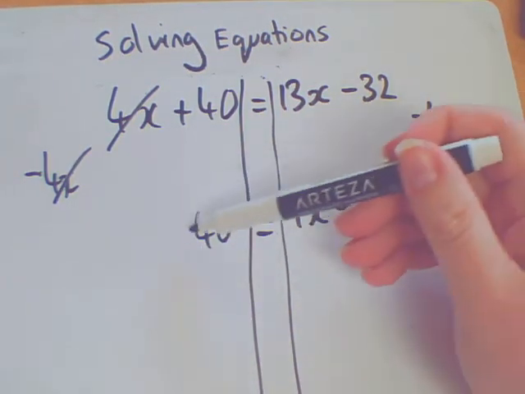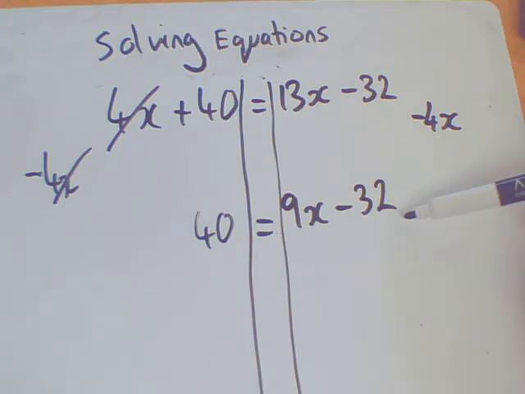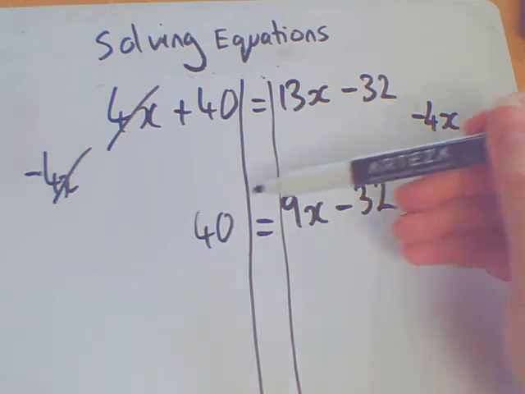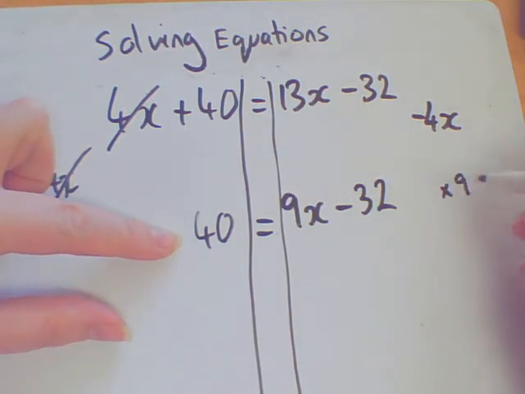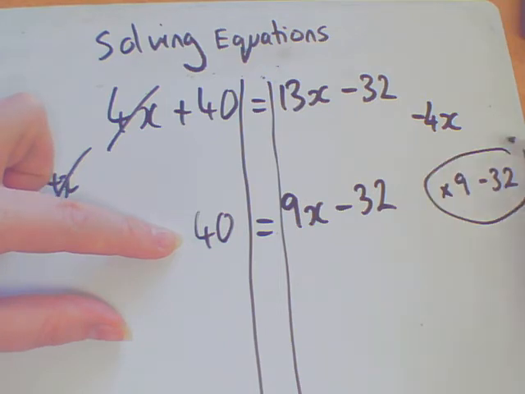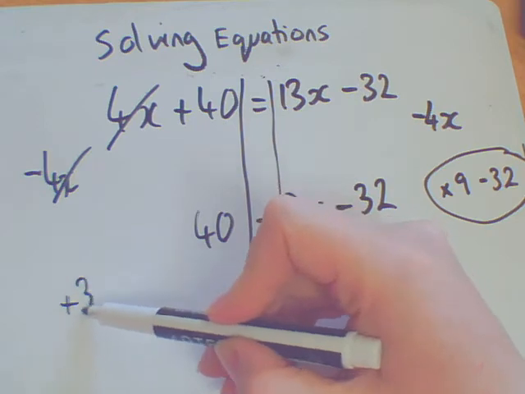Do you recognise this? This looks very similar to what we did in the last video on solving equations. So what is this telling me? This line here is telling me to times by 9, subtract 32 to get my answer. So that is what I'm going to undo. So instead of taking 32, I'm going to add 32 onto both sides.